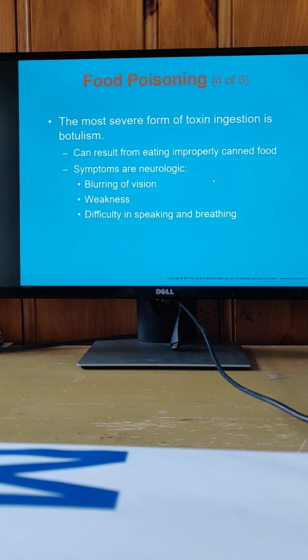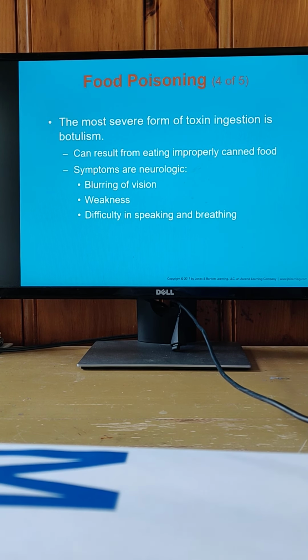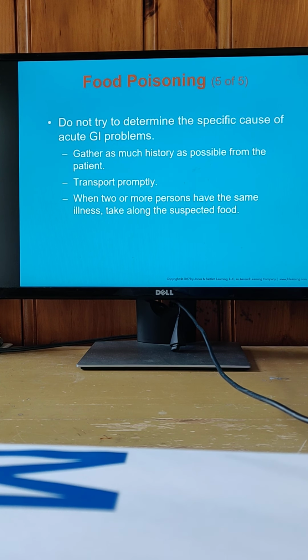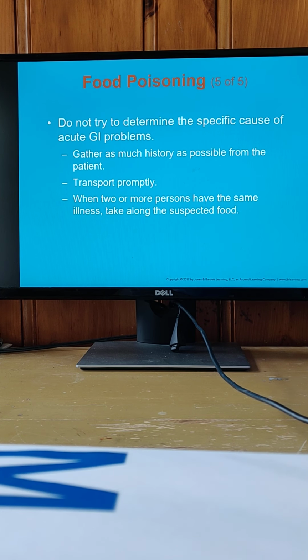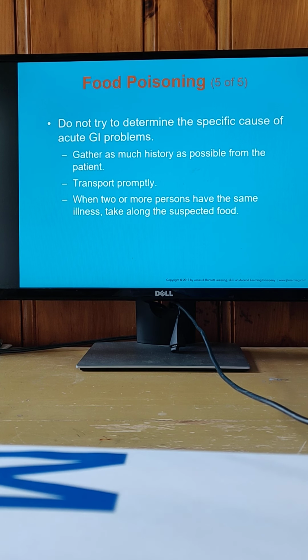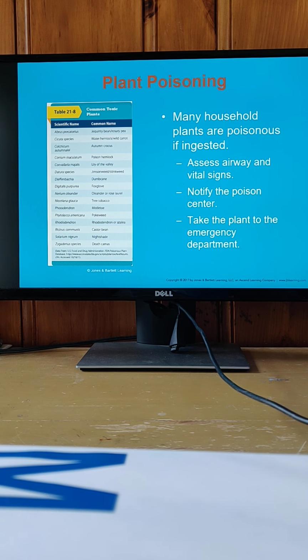Okay? If your grandmother used to make homemade tomato sauce and you'd can it, and they'd go to get a can and the top is puffed out, they throw it away because it's not good. Try not to determine the specific cause of the acute GI problems. Gather as much history as possible from the patient. Transport promptly to the hospital. And when two or more persons have the same illness, take along the suspected food if at all possible so they can be examined at the hospital.